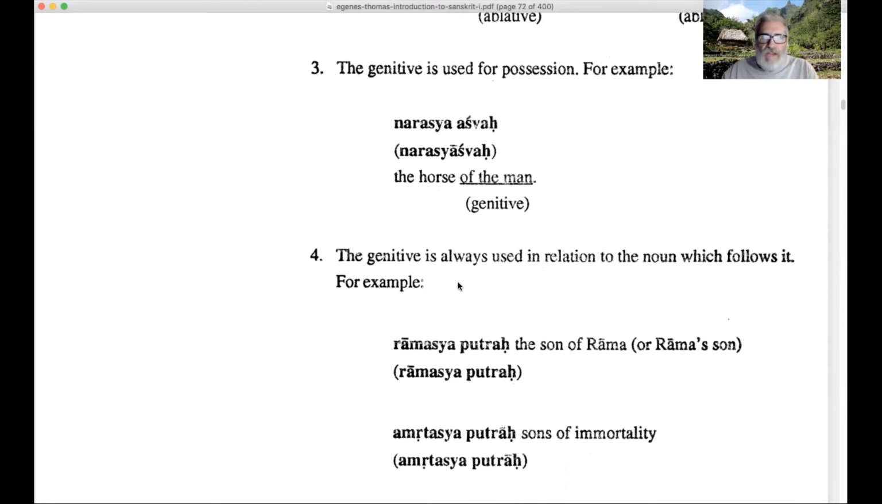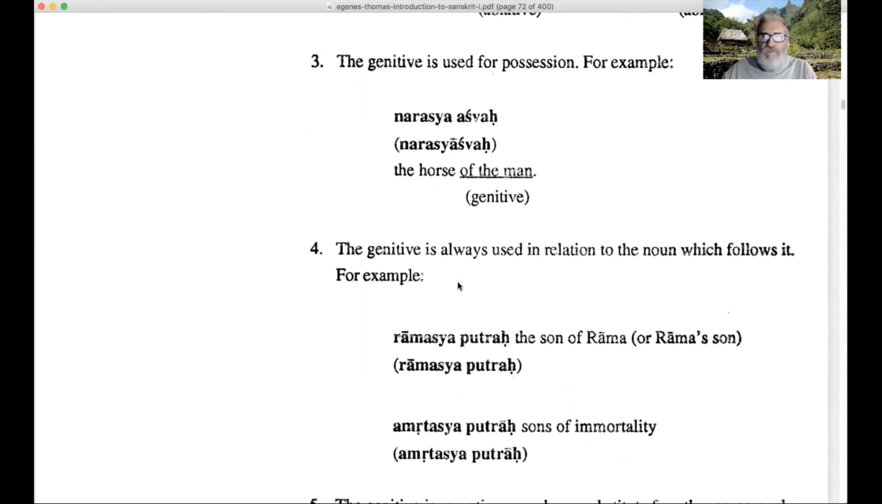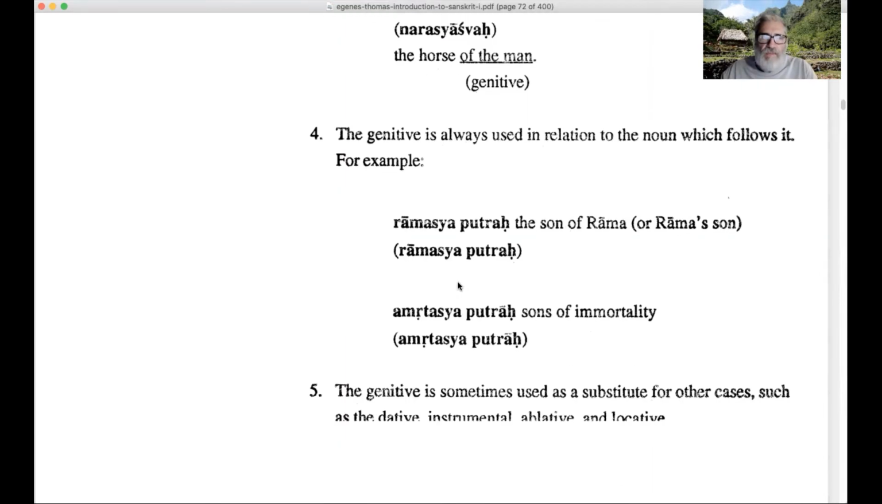Okay, so genitive is also always used in relation to the noun which follows it. So if we see a noun in a genitive, we should look to the next noun that follows it in sentence order, and we should understand that Narasya, because it's very closely followed by ashvaha, is pertaining to that next noun. Okay, so let's see some more examples.